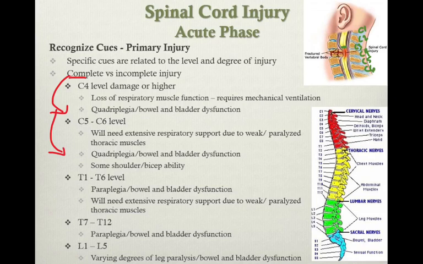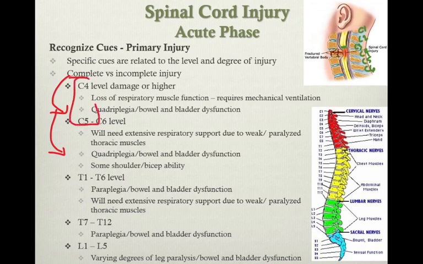That if you have a complete injury, C4 or higher, you've lost your respiratory muscle function, you'll probably require mechanical ventilation, and you are quadriplegic. C5, C6, you will be quadriplegic, but you may not need mechanical ventilation, but you will need a lot of support, and you'll have some shoulder bicep ability, but not hands, not arms, not full abilities. And then T1, T6, you're now paraplegic. All your arms and your hand ability is in your thoracic area. So if you've severed or damaged below the thoracic area, then you are going to be paraplegic. So this is where paraplegia starts.